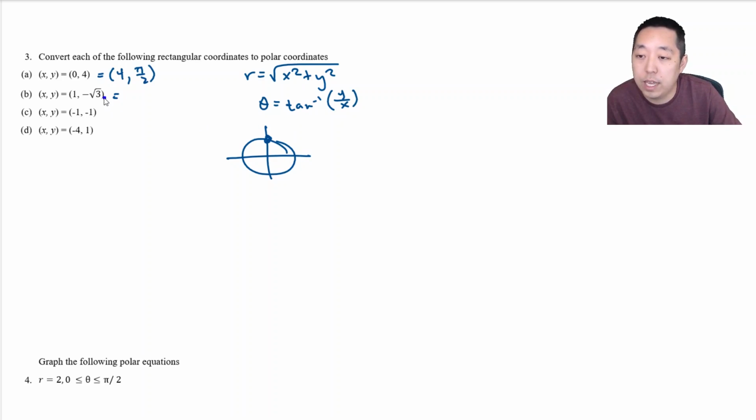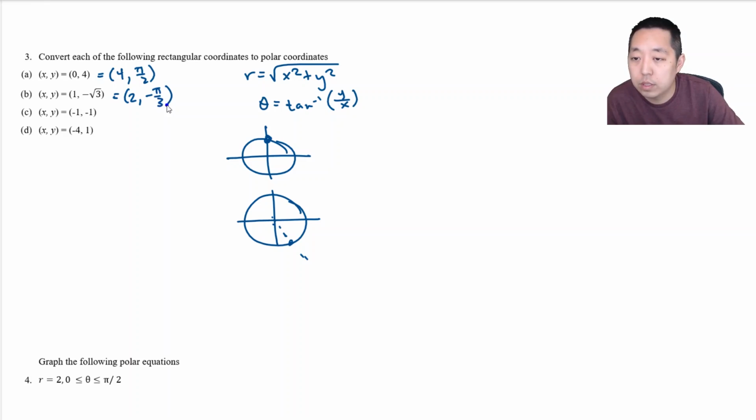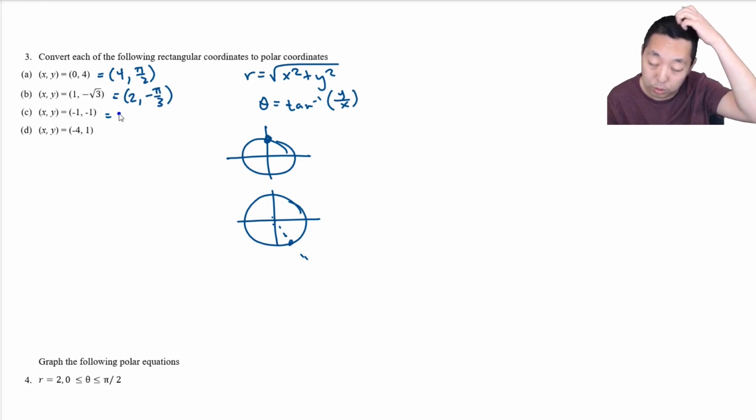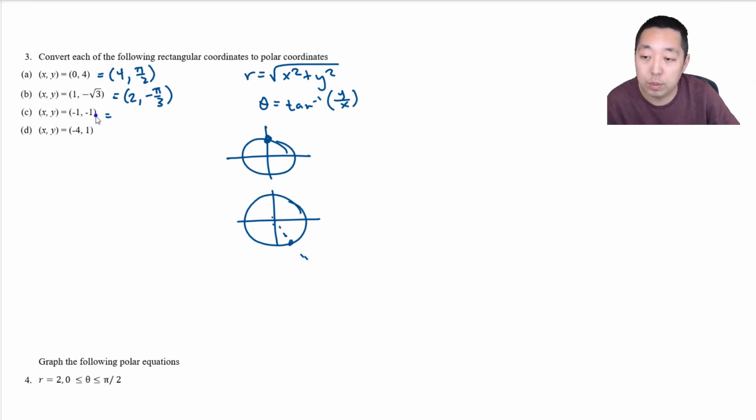And then one where we have 1 and negative root 3. Well, root 3 squared plus 1 squared, this is a radius 2, because 3 plus 1 is 4. Square root of 4 is 2. And then I'm going to go over 1 and then down negative root 3. I'm going to go down more than I'm going to go over, right? So this is, what's that, negative pi over 3. See, you have to be really good at your unit circle to do the polar stuff, which might have been a while, but you want to be really good at your unit circle.